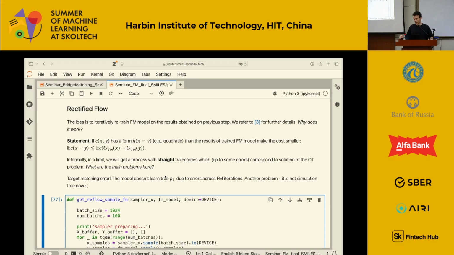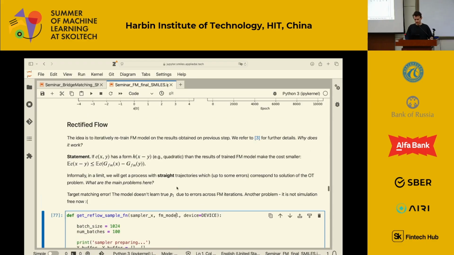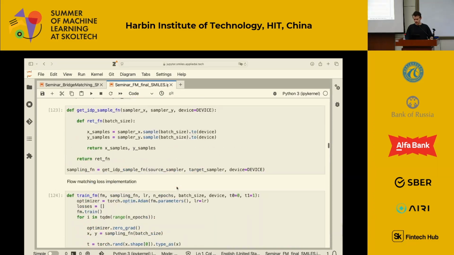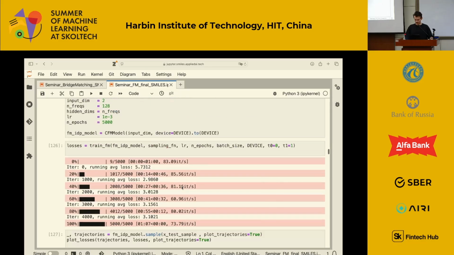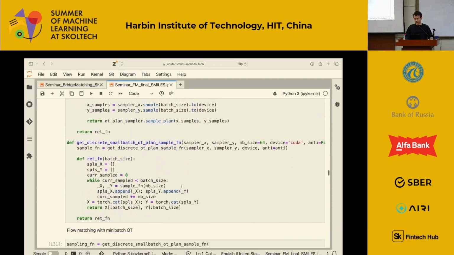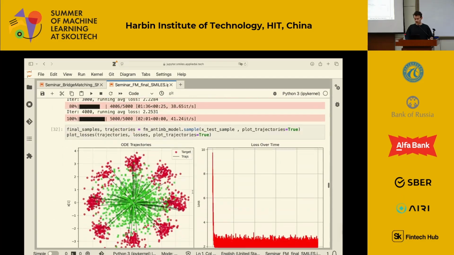So you want to start from distribution P0 and end at distribution P1, and if you accumulate a lot of error, then you can start from distribution P0 and end at some shifted distribution P1. That will be not this one, but something lower, for example. And this is the price that you have to pay for the reflow procedure and rectified flow matching. But sometimes it is worth it.